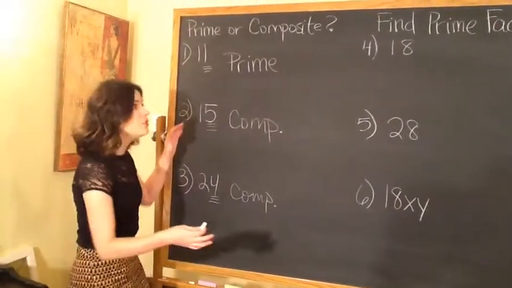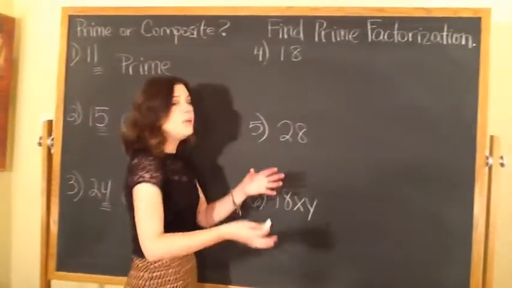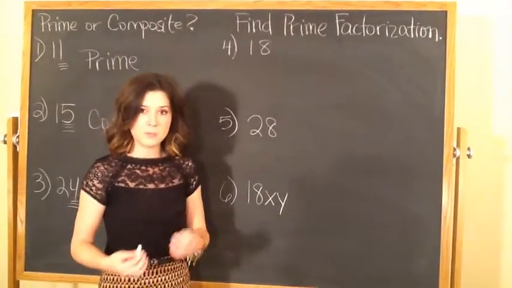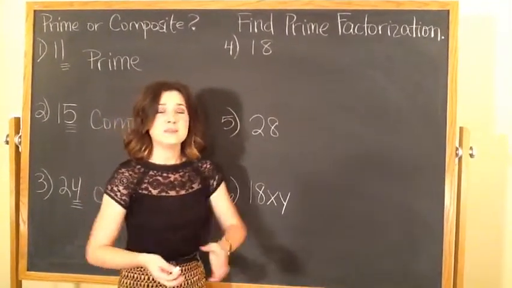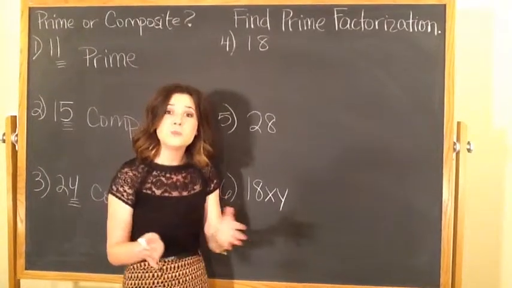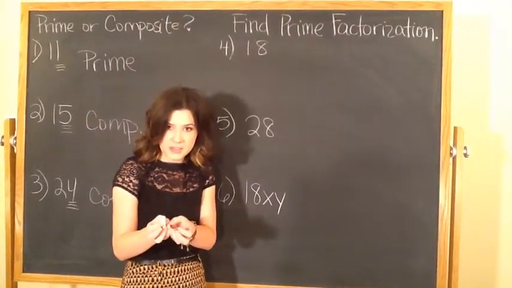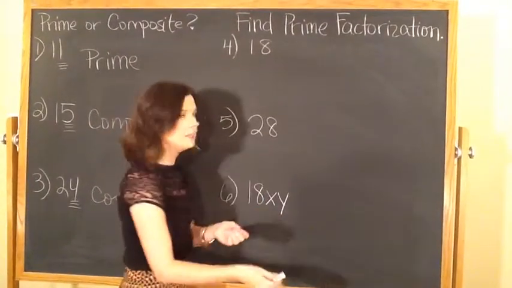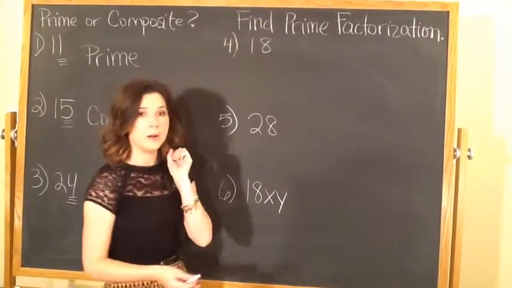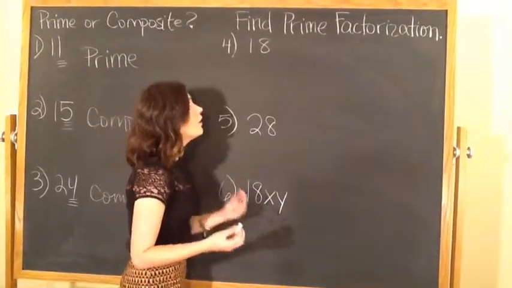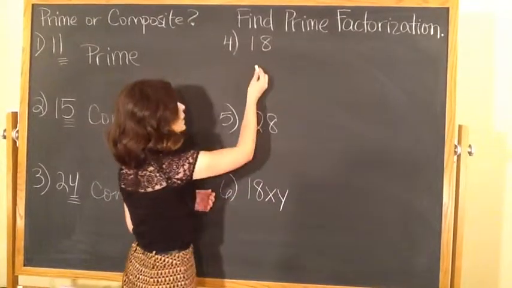All right, so now what do we do with these composite numbers? We need to break them down into a product of primes. Sounds all fancy, but product means multiplication. So you're multiplying small prime numbers together to give you a final answer, which is this big composite number. So we are going to go ahead and break it down. We're going to use a factor tree.